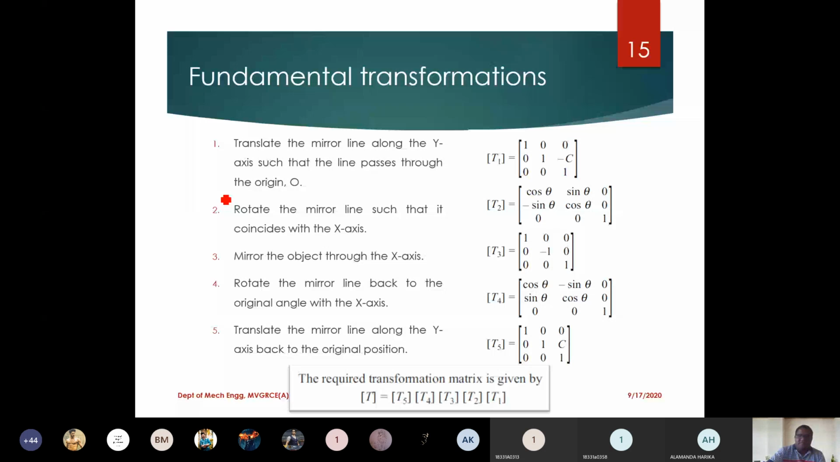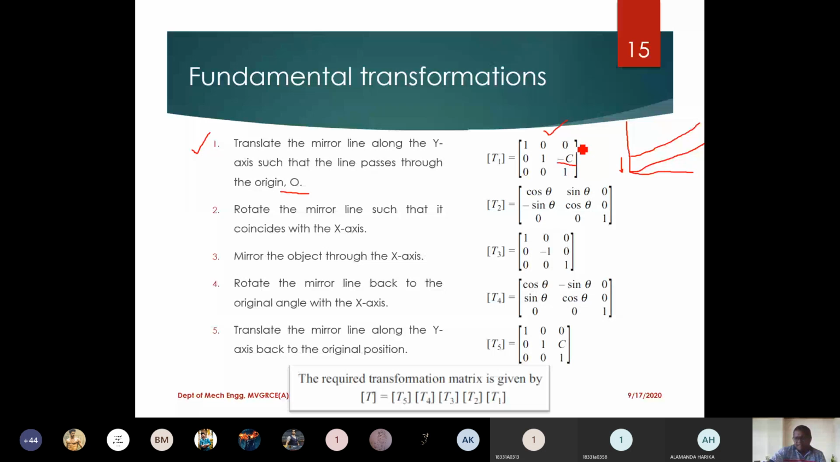Okay, which means by minus c units I have to translate the mirror line. Whatever the mirror line is, if you translate it by minus c units, the dimension is c. First, to bring it down, translate the mirror line by minus c. Then the line will be a parallel line, which means the slope will not change. The only difference is that now the line passes through the origin. So this is the first transformation matrix.